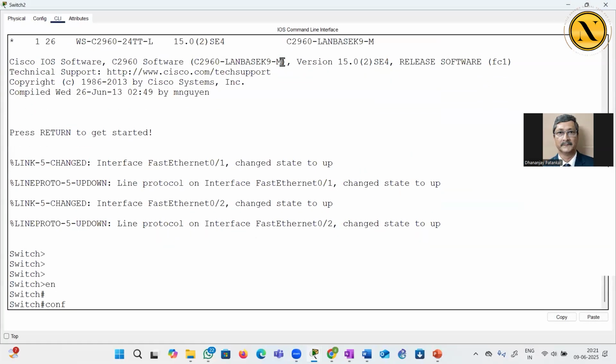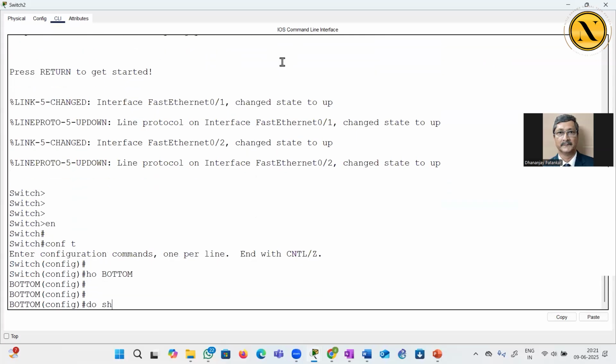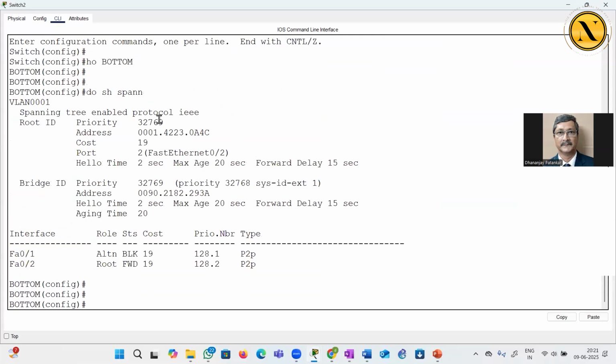Enable, configure terminal, hostname bottom switch, do show spanning tree. Now this is the root bridge's priority. This is my priority. This is my MAC address. This is the root bridge's MAC address. So definitely the MAC addresses are not the same. So I'm not the root bridge, right? This is my MAC address, and the root bridge's MAC address has to be lower than mine. So see, either his priority has to be lower than mine, or his MAC address. So obviously my MAC address is higher.